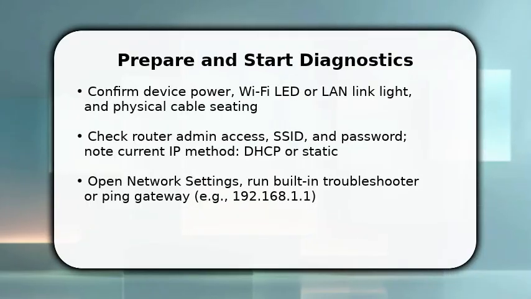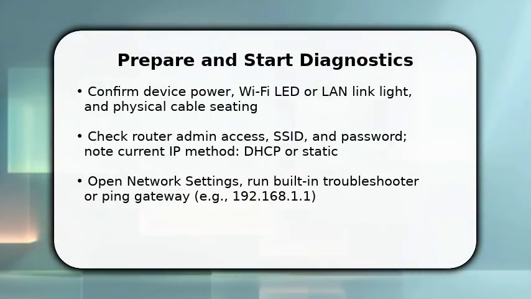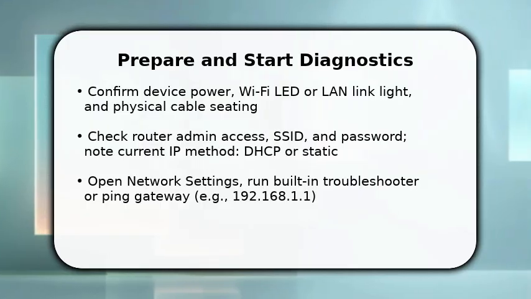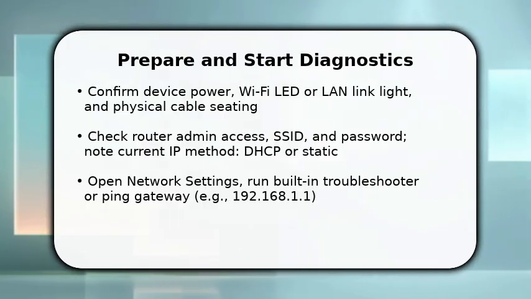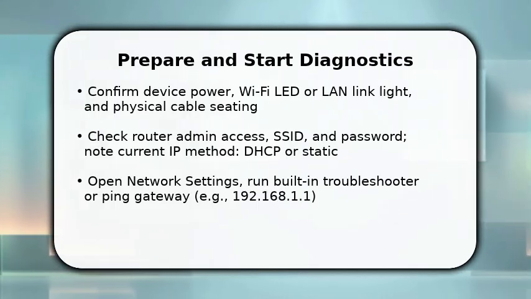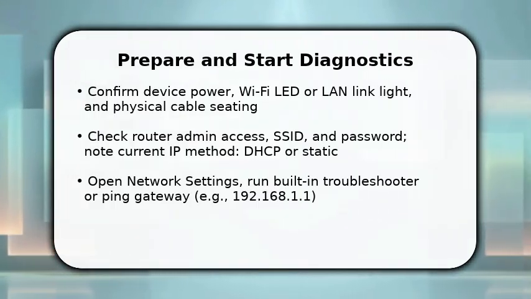You begin by verifying essentials and then run the first diagnostic steps. Make sure the router and device are powered and cables are firmly seated, because intermittent links cause many faults. Once that's confirmed, log into the router admin or open your device's network settings so you can see IP mode. DHCP versus static matters. Run the built-in troubleshooter or ping the gateway address to confirm basic connectivity. This identifies whether the issue is local hardware, IP allocation, or upstream.